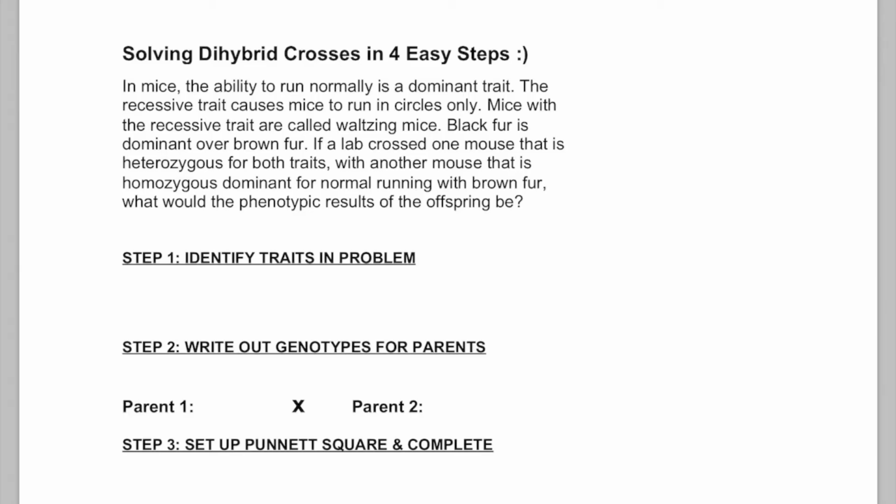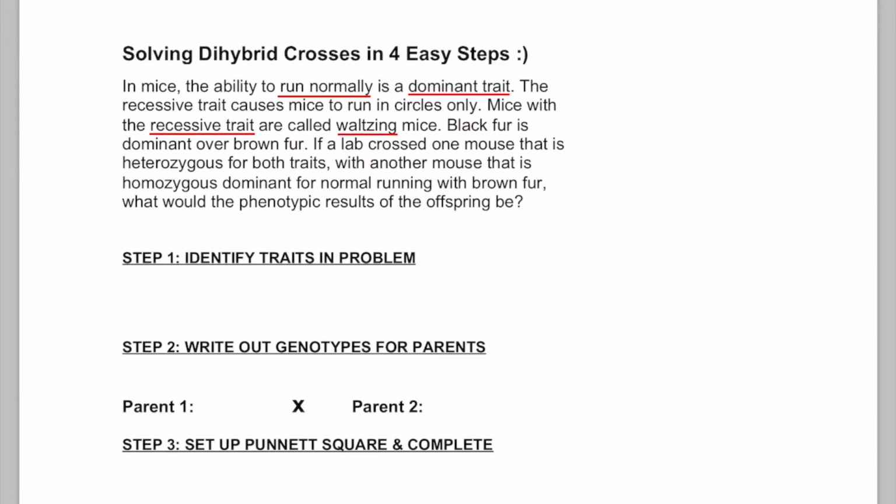Identify the 2 traits that are in the problem and write them out for future reference. For example, in mice, the ability to run normally is a dominant trait. I'm going to go ahead and underline this information. The recessive trait causes mice to run in circles only. Mice with this recessive trait that run in circles are called waltzing mice.